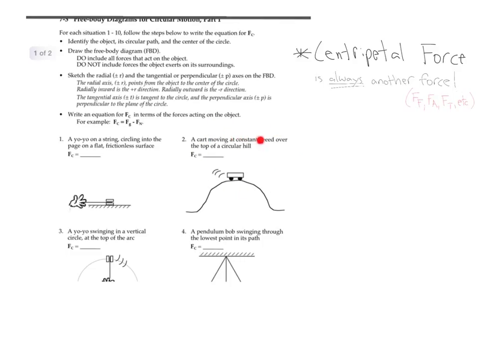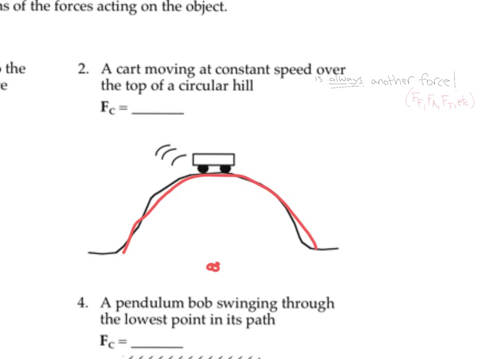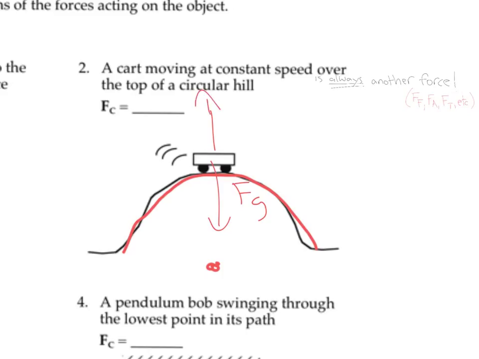We have a cart going at constant speed over the top of a circular hill. So the hill is like this, right? So the center of the circle is right there. Now, we saw in class the last 2 days that the centripetal force will always act towards the center of the circle. So let's zoom in on our picture here, and let's draw all the forces acting on this cart. In this situation, there would be a downward force of gravity, which we'll call Fg, and there's going to be an upward force of the track on the cart, and that's Fn. These are the two forces acting on the cart.